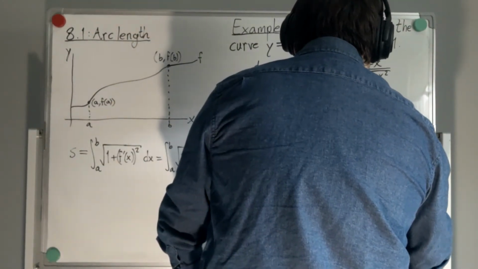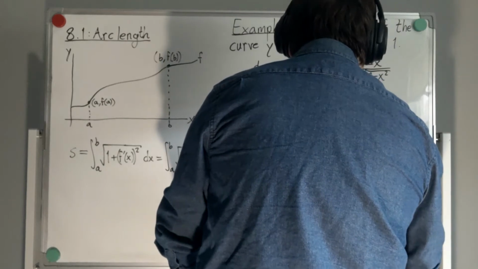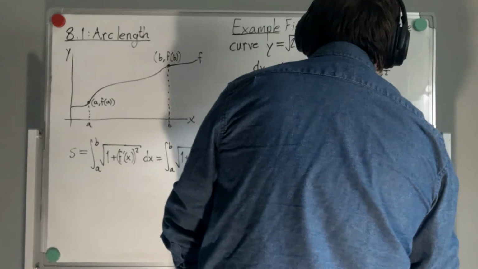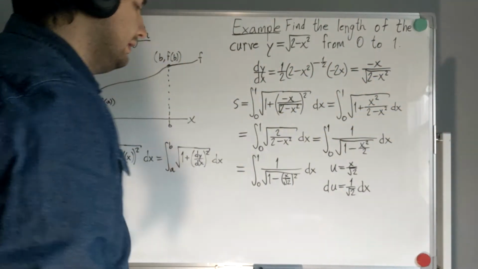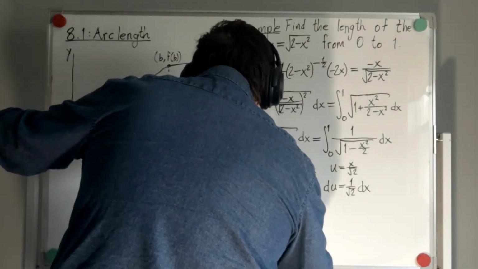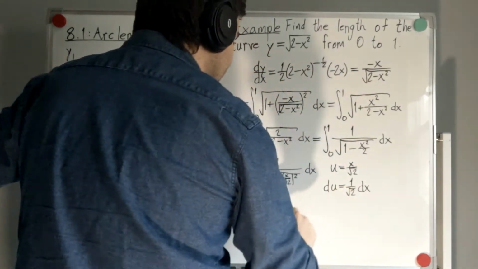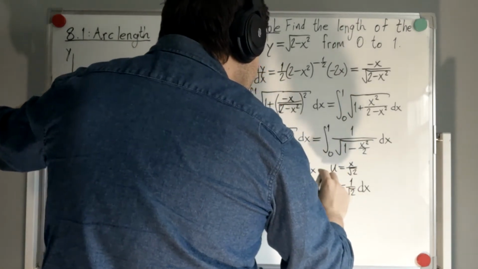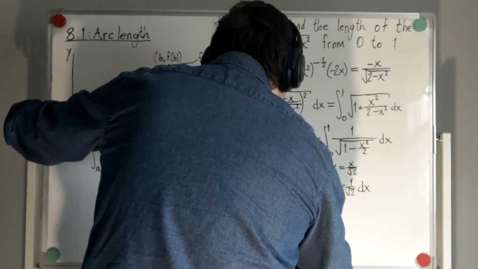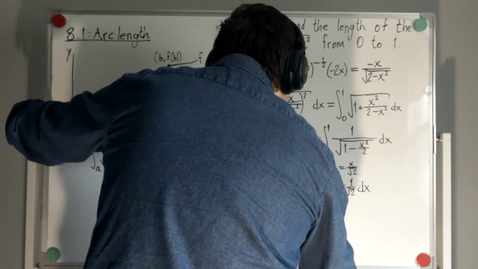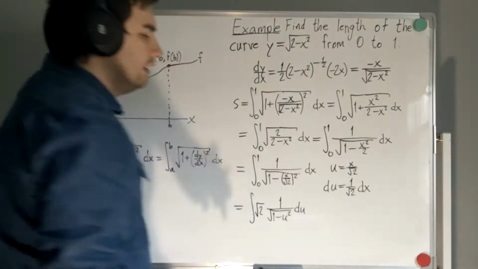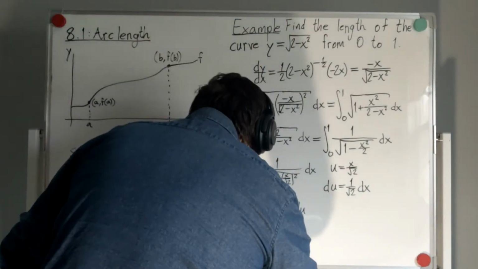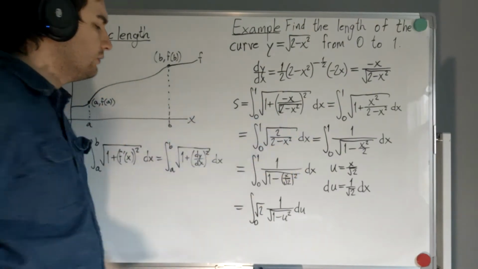Let u equal x over root 2. du equals 1 over root 2 dx. In that case, this becomes the integral of root 2 times 1 over the square root of 1 minus u squared du. And the bounds should change as well. When x is 0, u is 0. When x is 1, u is 1 over root 2.